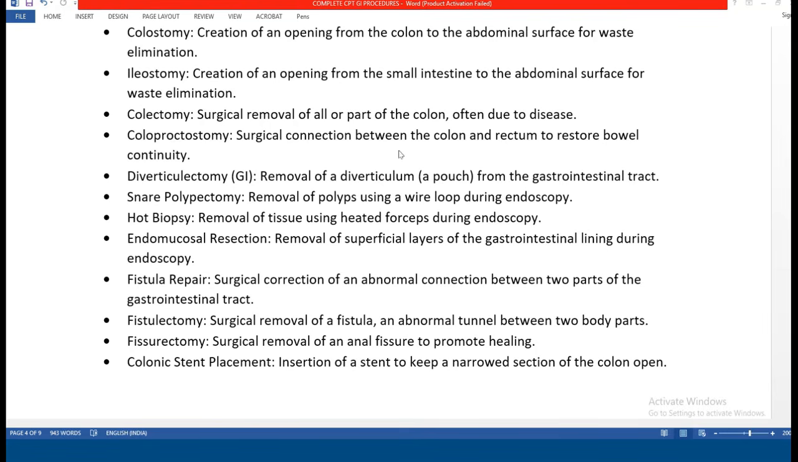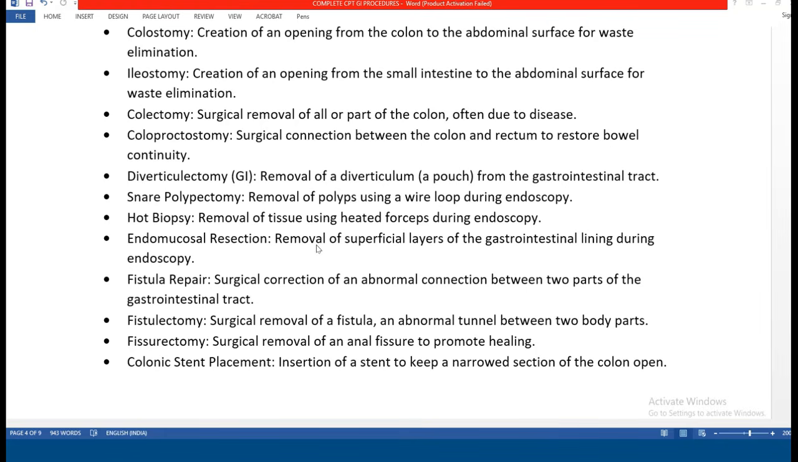Coloproctostomy. Surgical connection between the colon and rectum to restore bowel continuity is called coloproctostomy. Next, diverticulectomy. Okay, removal of a diverticulum from the gastrointestinal tract is called diverticulectomy. This diverticulectomy is exclusively related to GI procedures. So what is a diverticulum? A diverticulum is a small pouch.